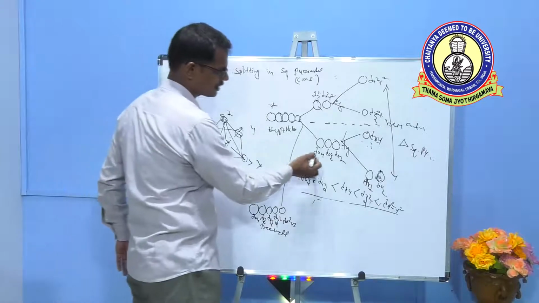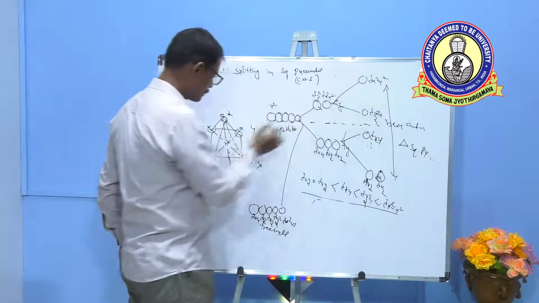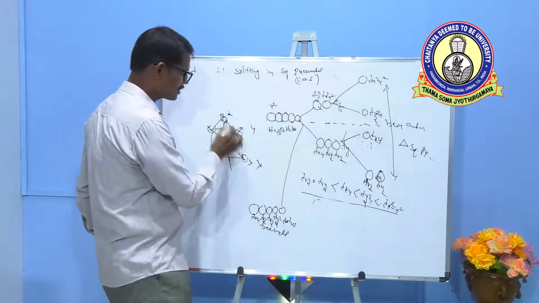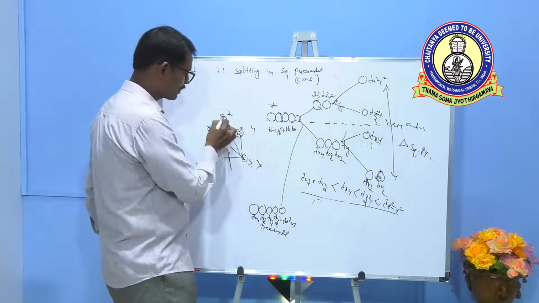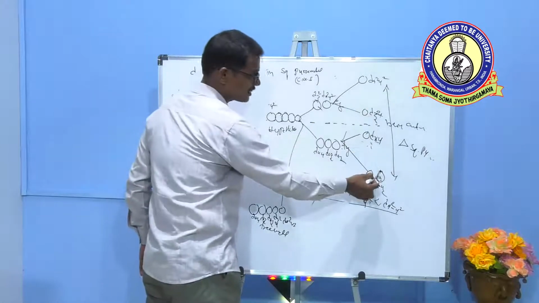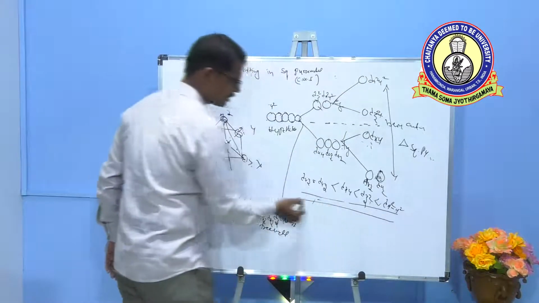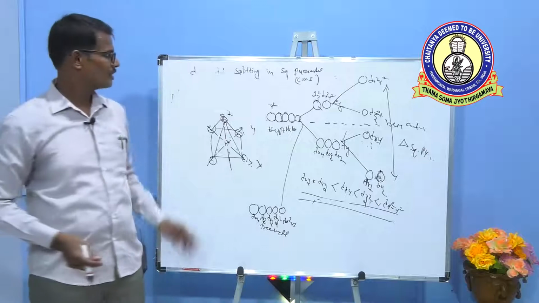So simple thing, dxy, dxz, dyz, this splitting occurs due to the donor atoms being present along the axis. But along the Z axis, less ligand field is there. So Z orbital energy decreases and XY orbital energy increases. And this is the order of d orbitals in square pyramidal geometry.